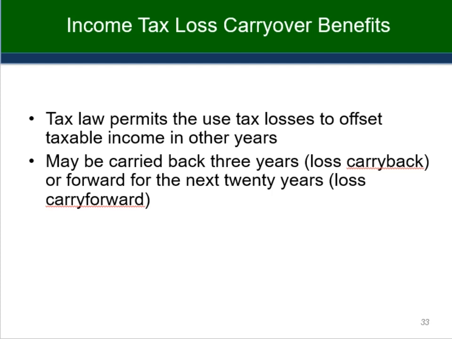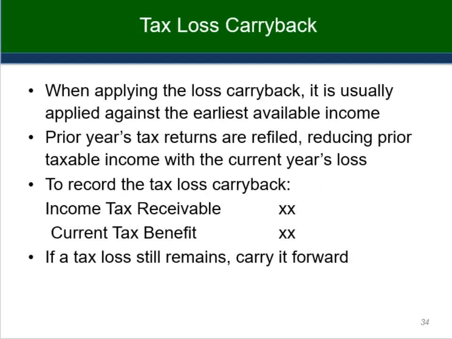So tax law permits the use of tax losses to offset taxable income in other years, back 3, forward 20. And when applying the tax loss carryback, it's usually applied against the earliest available income. That makes sense because that's the one that's going to expire earliest, right? So the one that is 3 years ago, if there is a taxable income 3 years ago, we would apply it against that first. So the prior year's tax returns would have to be refiled, and that would reduce the prior year's taxable income with the current year's loss.